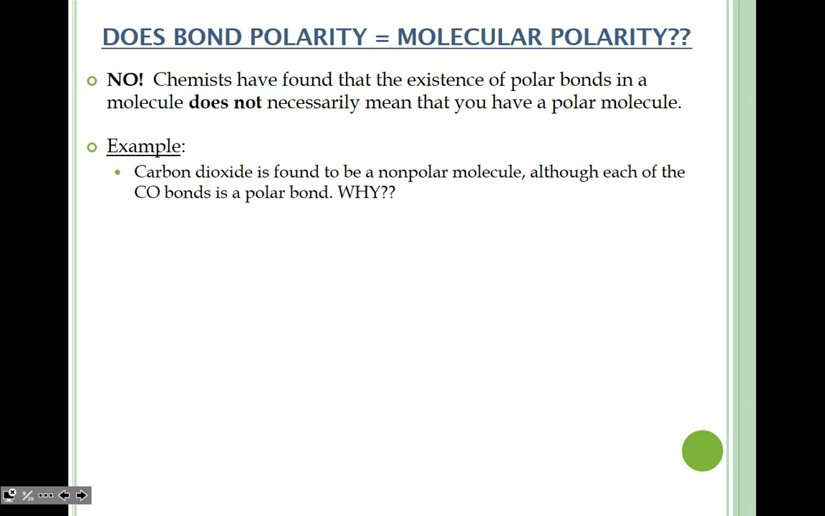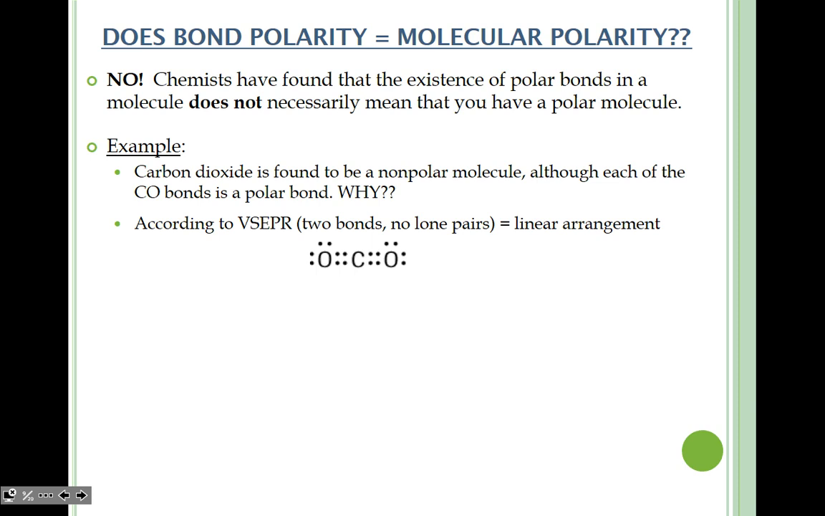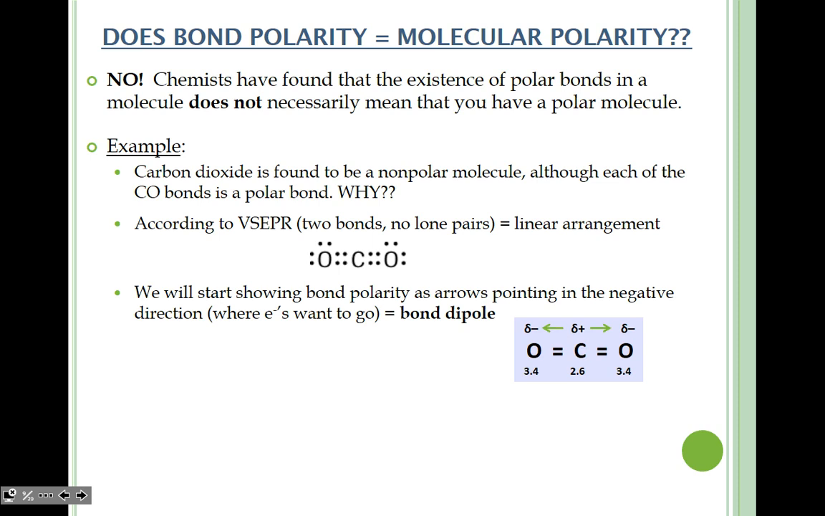Carbon dioxide is found to be a nonpolar molecule, although each of the bonds between the carbon and the oxygen is polar. Why? According to VSEPR, 2 bonds, no lone pairs, is equal to a linear arrangement. So if I were to draw that out, it would look like this. Remember, even though these are double bonds, you can say that it's just one bond. We'll start showing the bond polarity as arrows pointing to the negative direction where the electrons want to go, and that is going to equal a bond dipole. So a dipole basically is this arrow, telling you that there's been a movement of electrons.